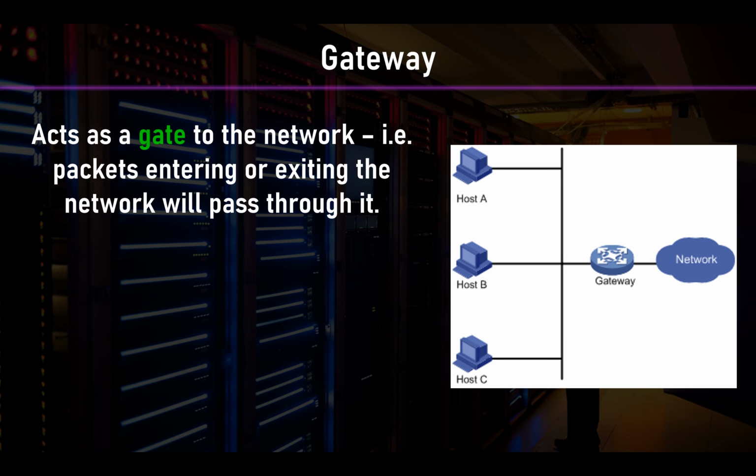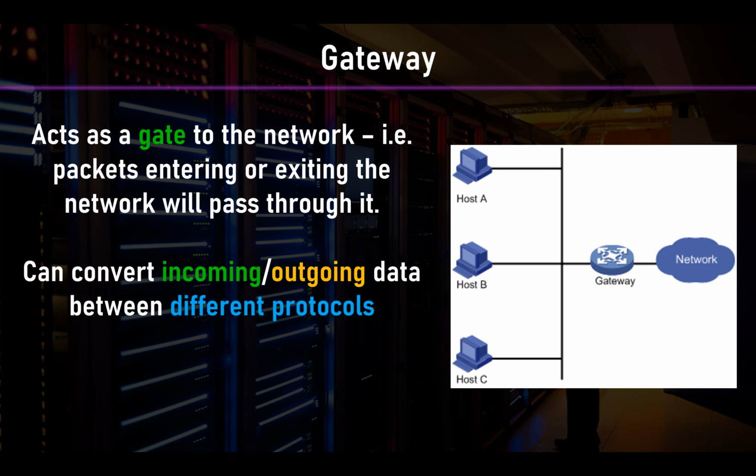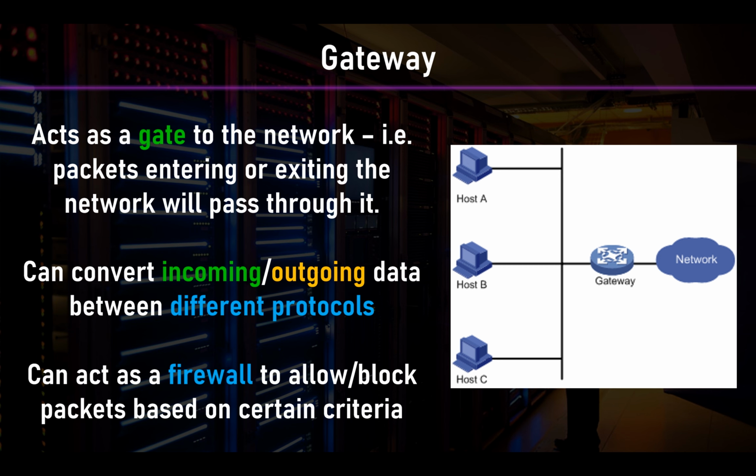Then if we look at gateways, it's going to act as a gate to the network, i.e. packets entering or exiting the network will pass through it. It can convert incoming and outgoing data between different protocols. It can act as a firewall to allow or block packets based on certain criteria. So I guess the gateway is also kind of like a security device as well.